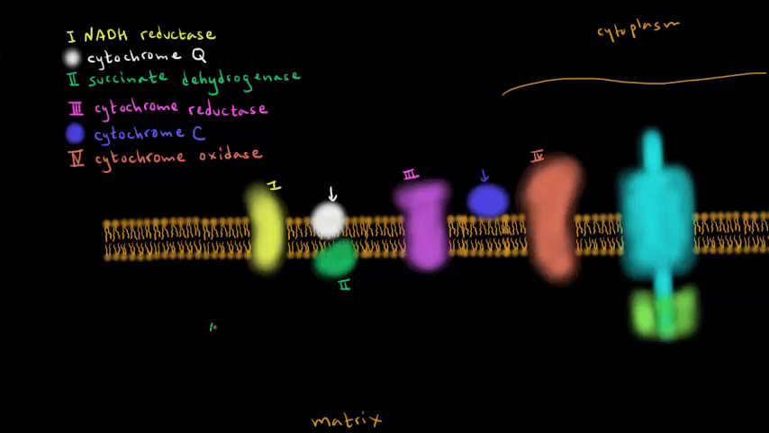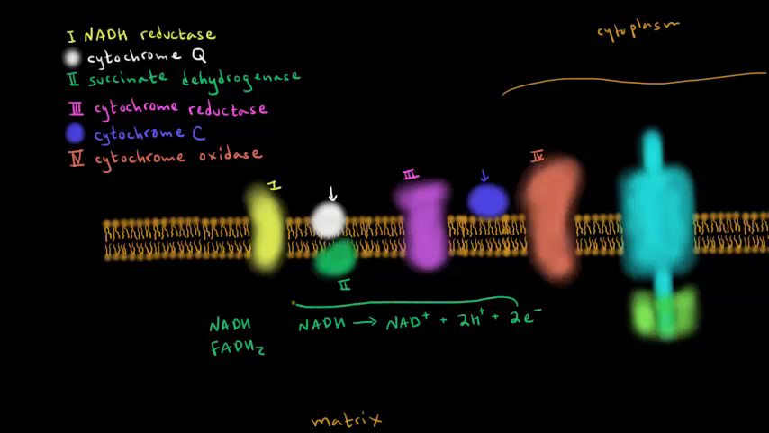So we have NADH and FADH2, which were produced during the Krebs cycle, and these are our electron carriers. And I'm going to describe what happens to NADH, but the same thing happens to FADH2. So NADH is going to be oxidized, or lose electrons. So let's write out that reaction. NADH will turn into NAD+ plus 2 hydrogen ions plus 2 electrons. So it got oxidized. It lost electrons. And those 2 electrons are going to go on to enzyme number 1.